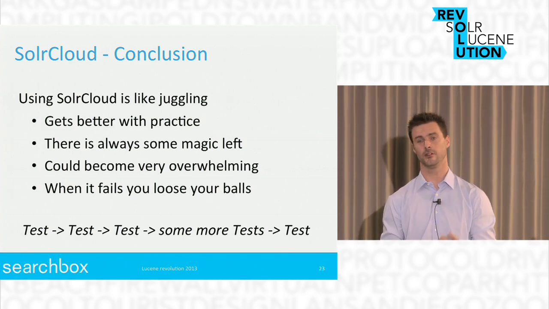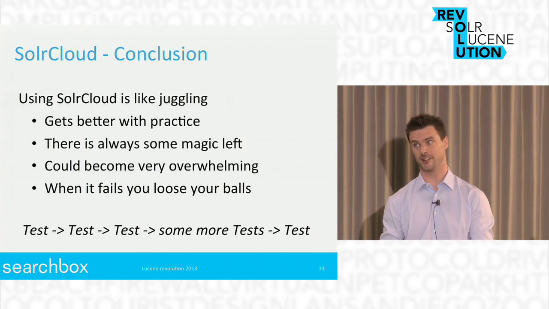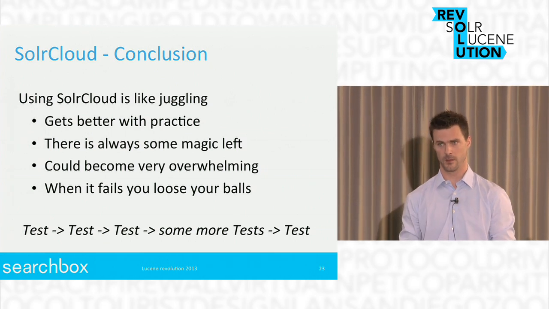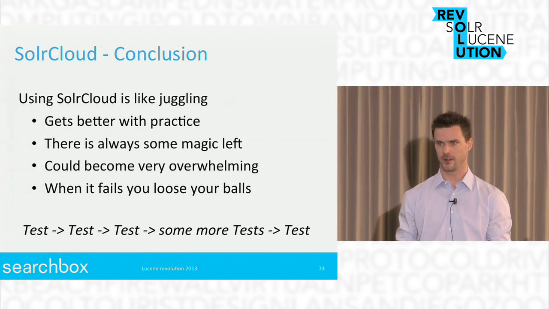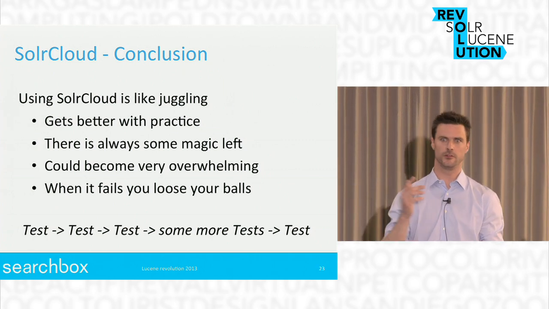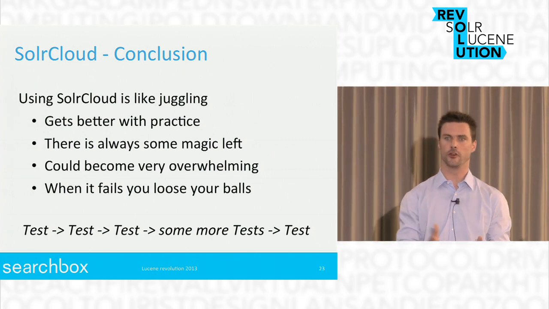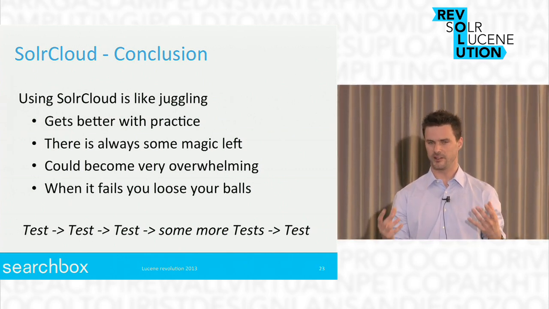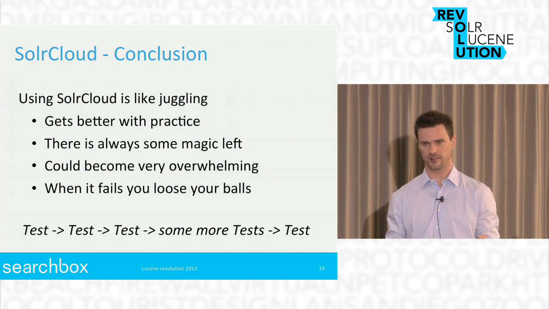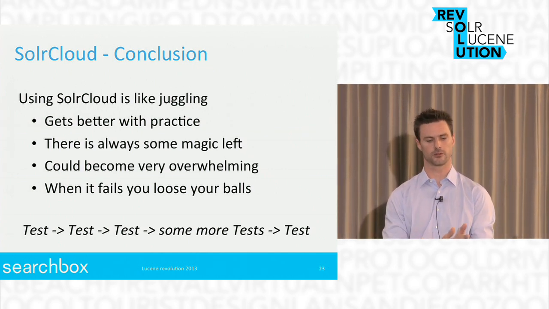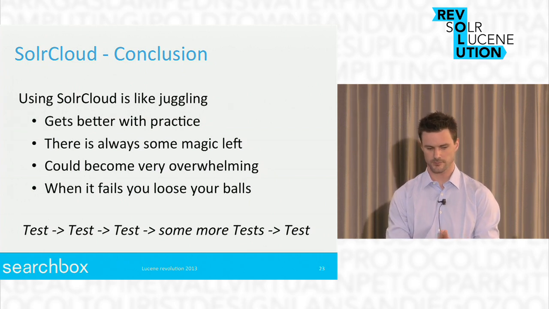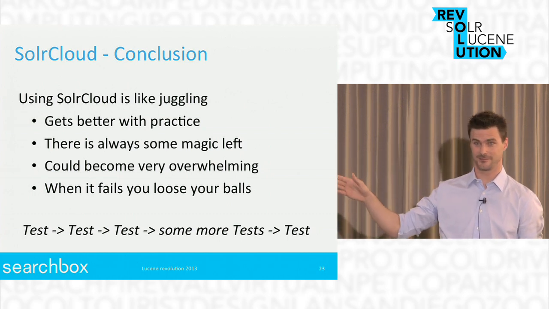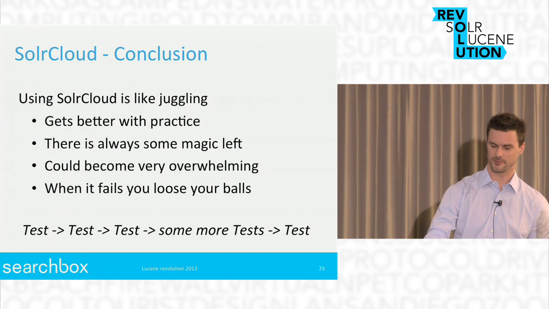You need to test it again, and some more, again and again, until you have these metrics so that you feel comfortable. Otherwise, it will be overwhelming. Otherwise, you will lose cores. The replication factor will not be high enough, or your response time will be too big. So it's juggling. By testing it, you get practice, and by practicing, you'll master your Solr Cloud. Of course, when it fails, it's like juggling. You lose your balls. So never, never get there.